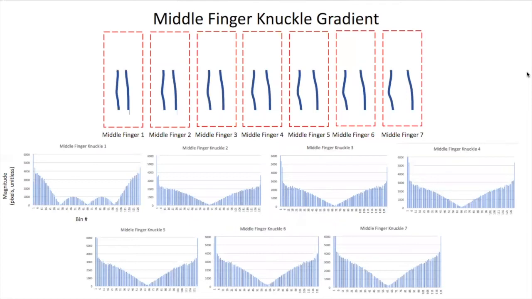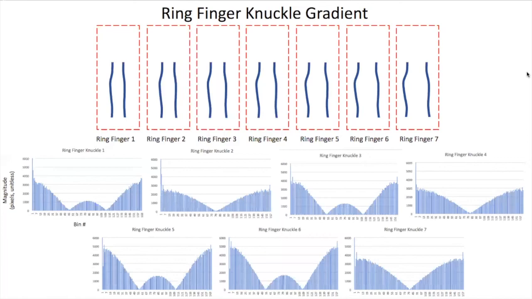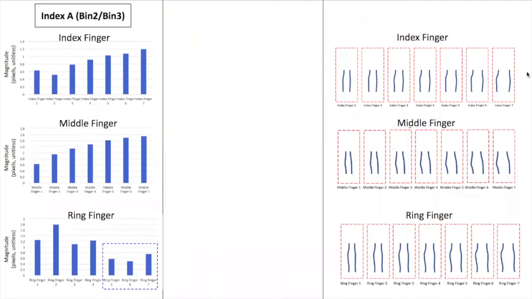We did the same for the knuckles of the middle finger and the knuckles of the ring finger. We then calculated index A that was previously mentioned for whole finger shapes, which is to divide bin 2 by bin 3. For the index finger and the middle finger, which are the top two rows, we see linear or logarithmic increases as the knuckle thickens. But for the ring finger, which is the bottom row, we see that the thickest knuckles exhibit a distinct shape state.